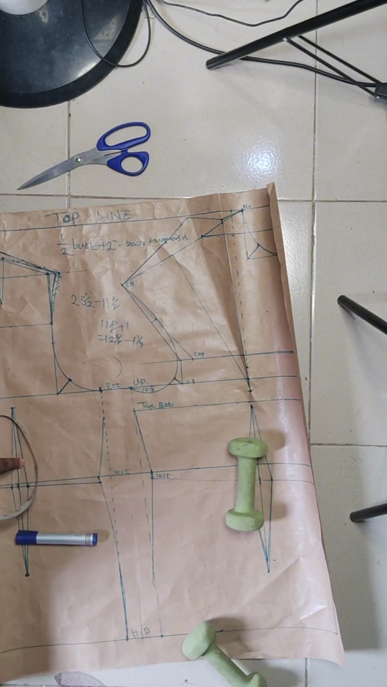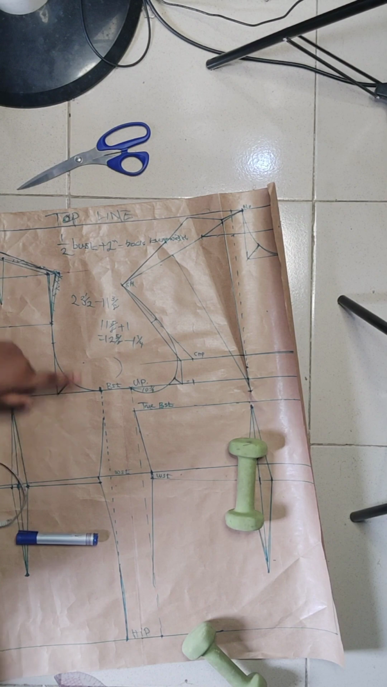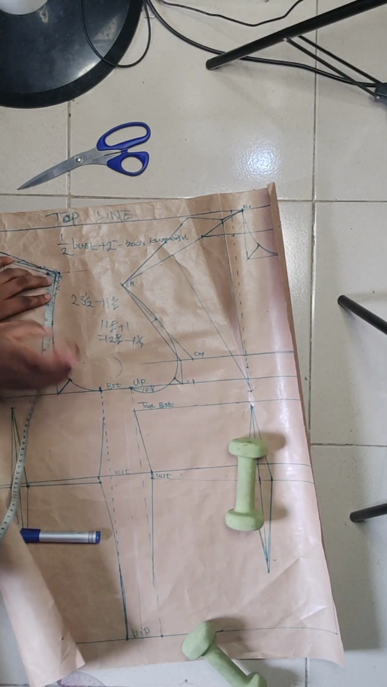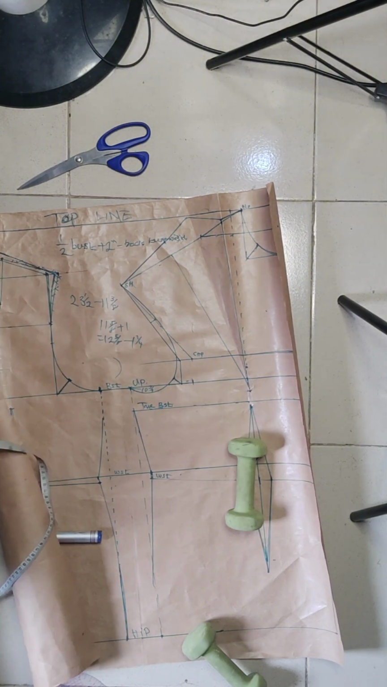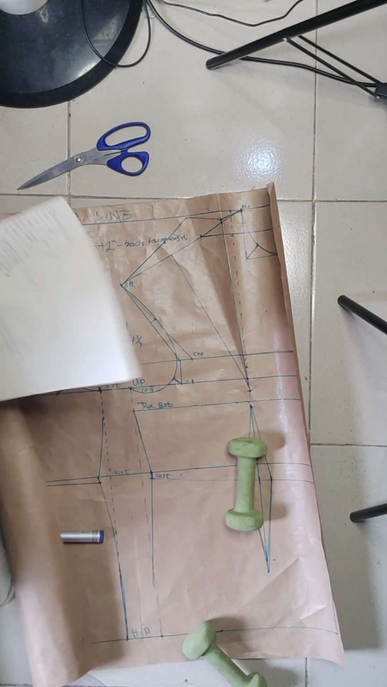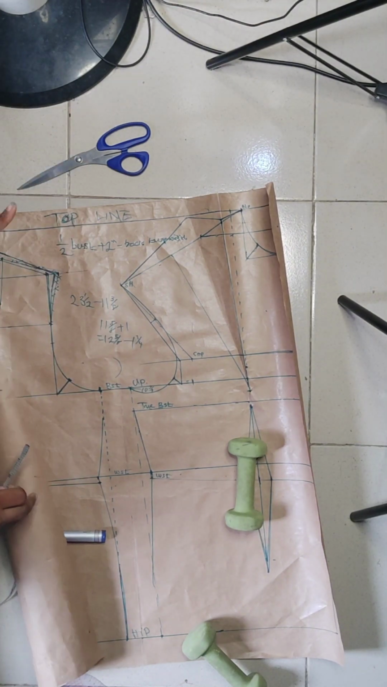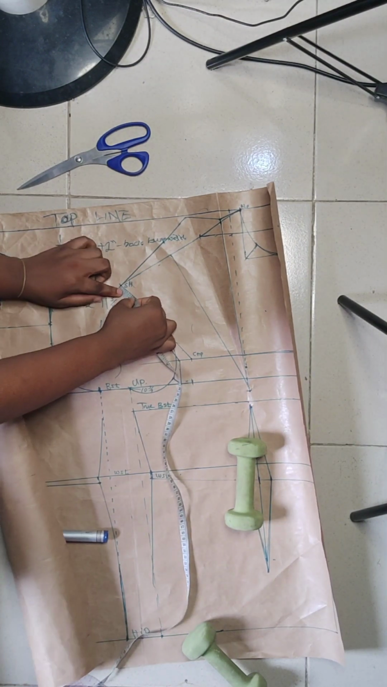Before you cut your pattern, what you need to do is check your measurements to make sure they are okay, they are on point. Check your bust, your waist, your hip measurements, and all that. Another thing you need to check is your armhole measurement. My top arm measurement is 17.5. So let's check what we have here on the pattern.